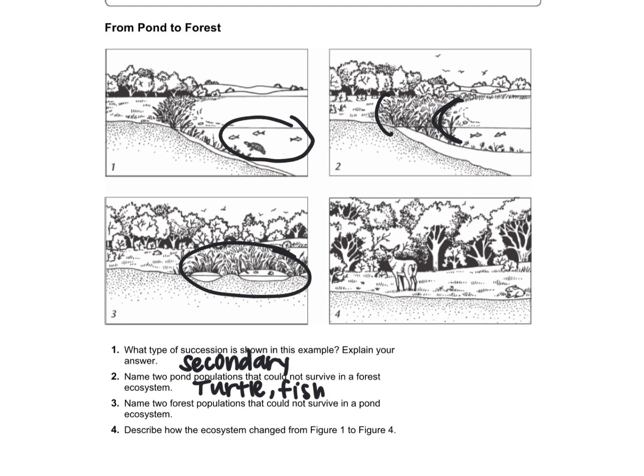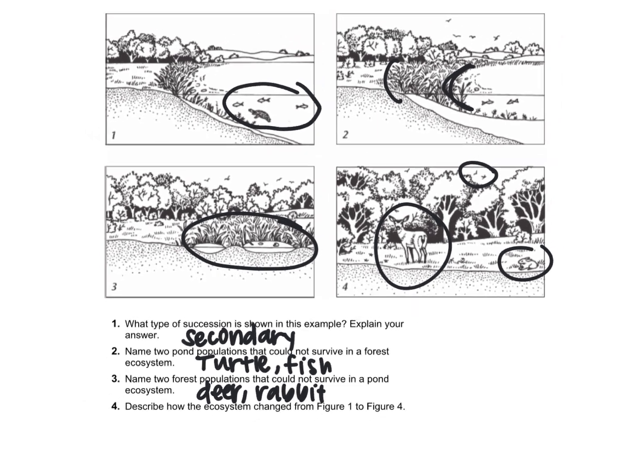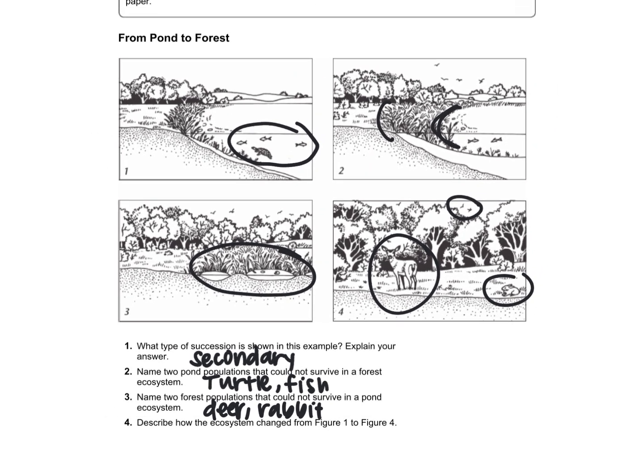And vice versa. What are 2 forest populations that couldn't survive in a pond ecosystem? Well, we have our rabbit and our deer. We've also got our birds. Okay, so could the deer or the rabbit survive in the pond? No. It needs that water, obviously, but it can't live in it. Okay, so I'm going to write deer and our rabbit. Okay, and then I want you to take a minute to describe how the ecosystem changed from here to here.